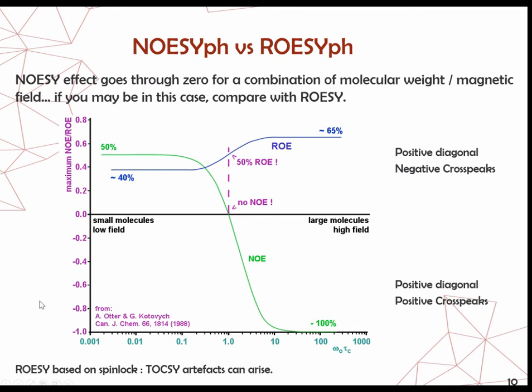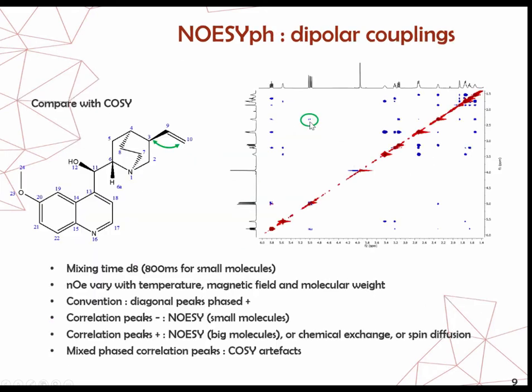It's based on a spin lock, so it's not the gold standard for dipolar couplings, because some artifacts can arise. So when NOESY is okay, for small molecules usually NOESY is okay, and you will get negative correlation peaks for dipolar coupling.